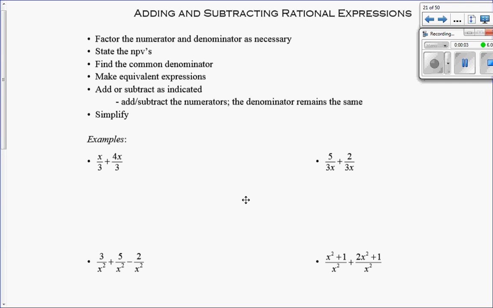Today's lesson is on adding and subtracting rational expressions. Now, because a rational expression is really just a fraction, you do it the exact same way you would add or subtract fractions, meaning that in order to do that, you would have to have common denominators.